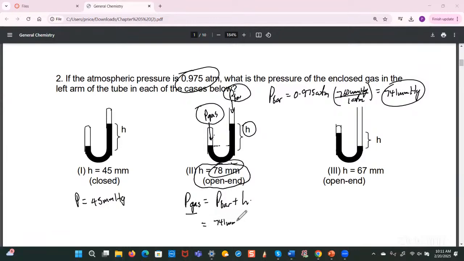741 millimeters mercury plus H, which is 78 millimeters mercury. And that will give you the answer in millimeters mercury. So that's 741 plus 78, which gives 819 millimeters mercury. All right, and let me just say that the question didn't specify the units that you need to find the pressure in. So what you could have done, and you get full credit if this was a test question, you could have converted the 78 millimeters mercury to atmosphere, right? And then add it to the 0.975. Different numbers, but basically the same result, all right? So that's how you do that.